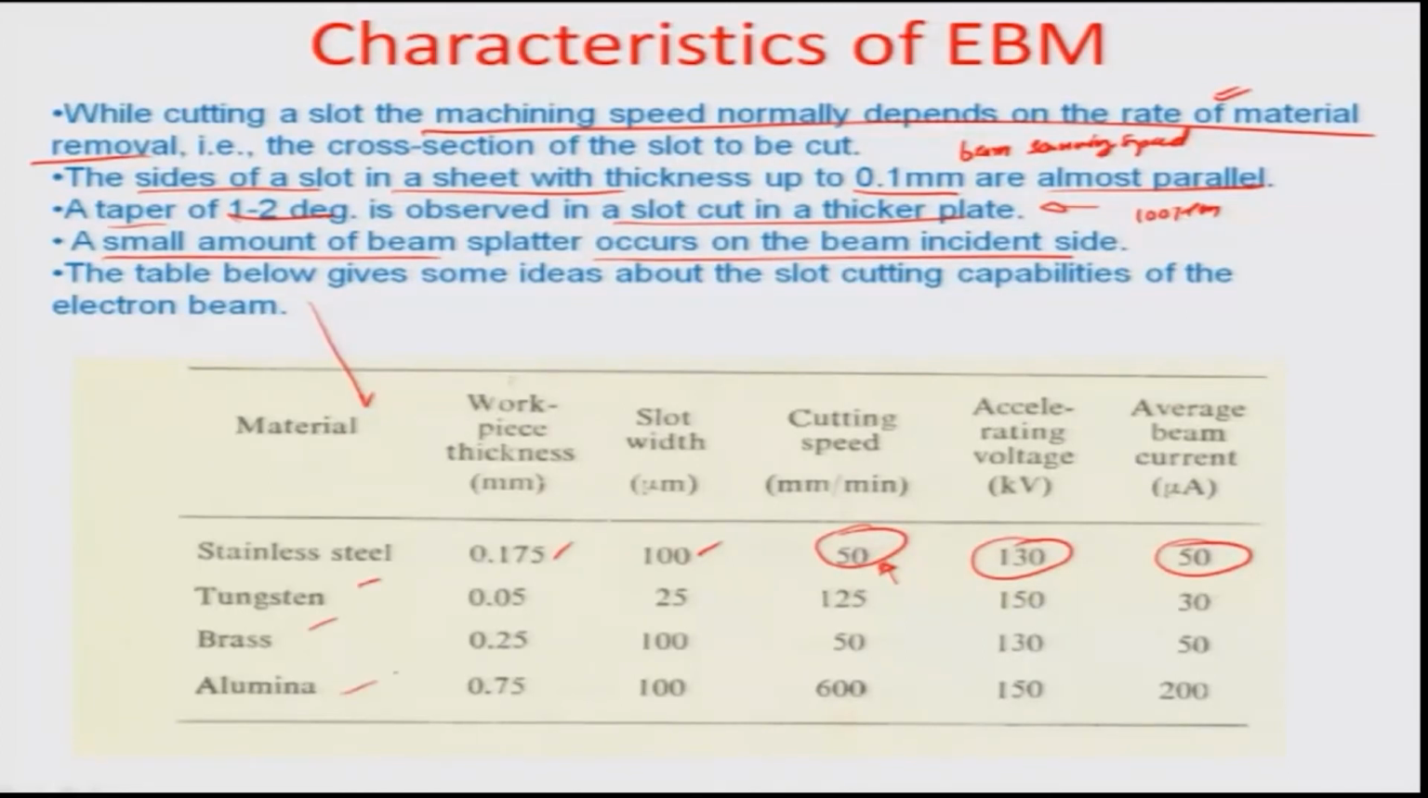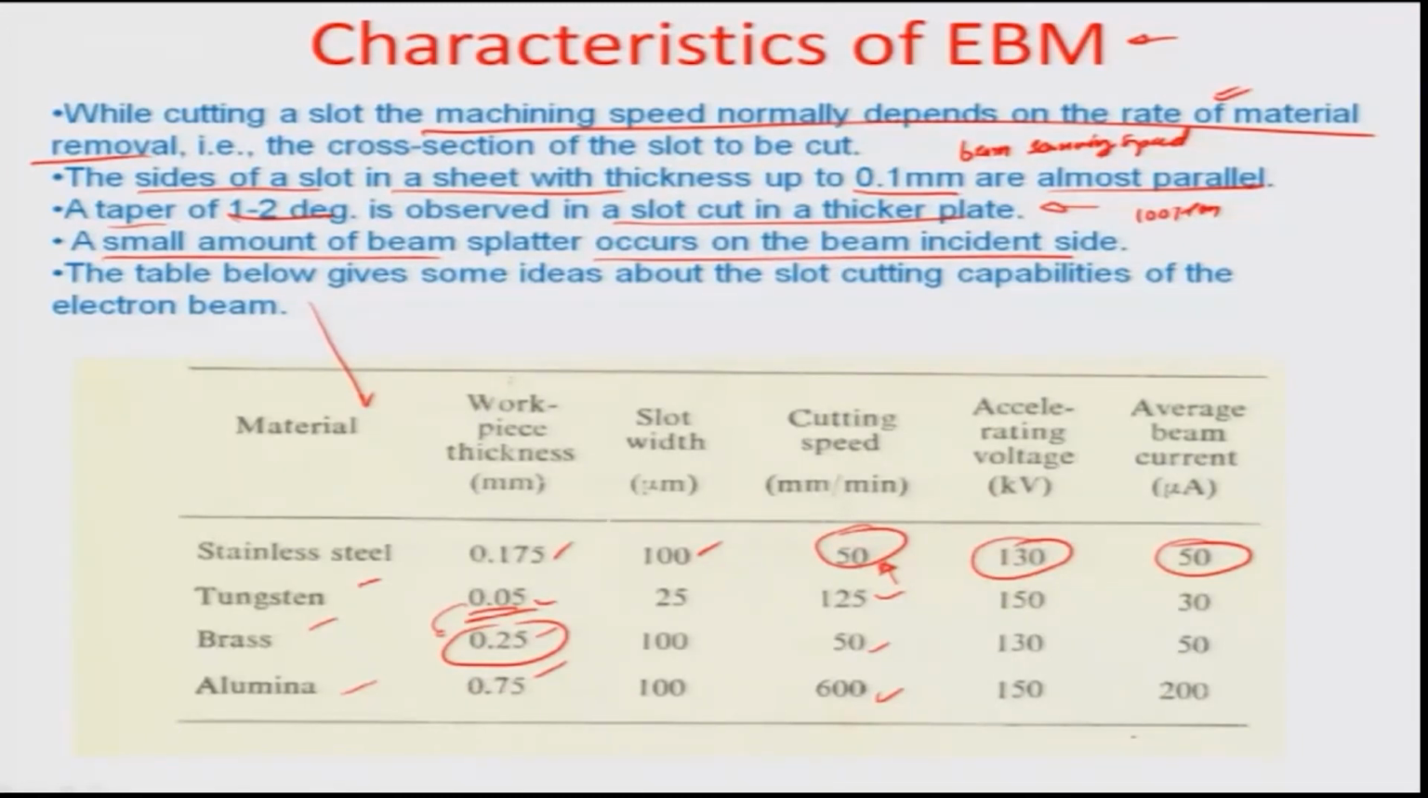Similarly, for tungsten, brass, and alumina, you can have various cutting speeds ranging from 125 millimeters per minute to about 50 millimeters per minute for brass, and for alumina it could be as high as about 600 millimeters per minute. Obviously, these correspond to different thicknesses. As you can see here, the tungsten plate that we are removing at a higher speed is about 5 microns, I am sorry. Similarly, brass is about 250 microns, about 5 times thicker than tungsten. So, what we are referring to here is the range of cutting speeds that could be obtained for various thicknesses and various slot widths with E-beam machining.